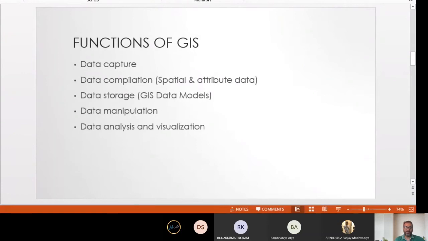There will be one complete lecture from my side on vector and raster data models. This is just an introduction, and then we'll have separate lectures on this. If you are not getting it just now, don't worry. Things will become clearer in the further lectures. The fourth function is data manipulation.